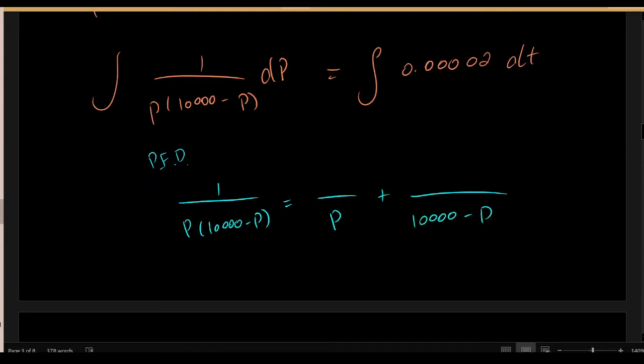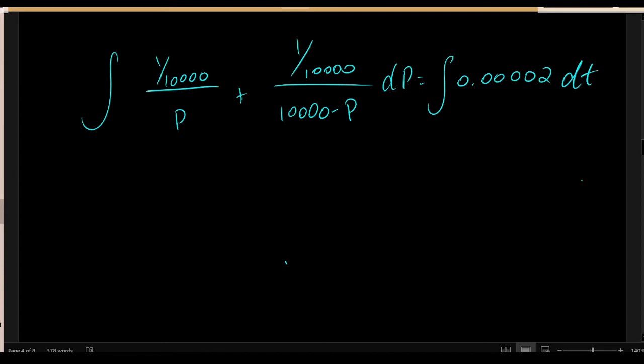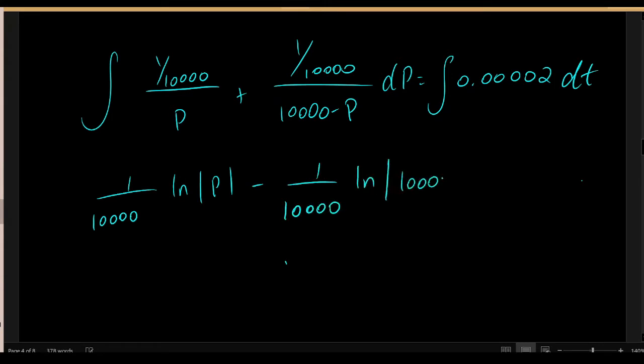So I'll use my usual trick of the Heaviside cover-up method. This looks like 1 over 10,000. And this one looks like another 1 over 10,000. So integrating term by term, we get 1 over 10,000 times natural log absolute value of p minus 1 over 10,000 natural log absolute value of 10,000 minus p, negative because of chain rule, because of the minus sign on the p. That is equal to 0.00002 times t plus c.